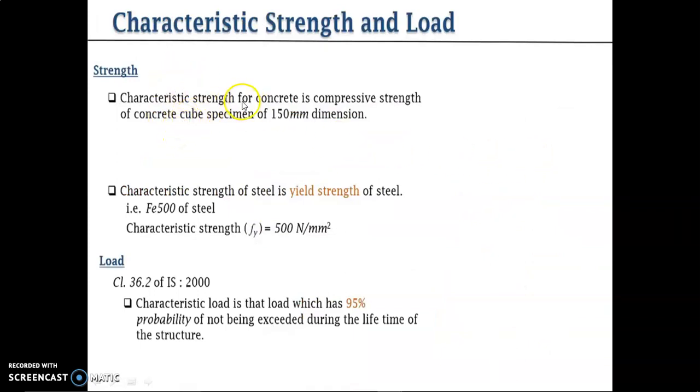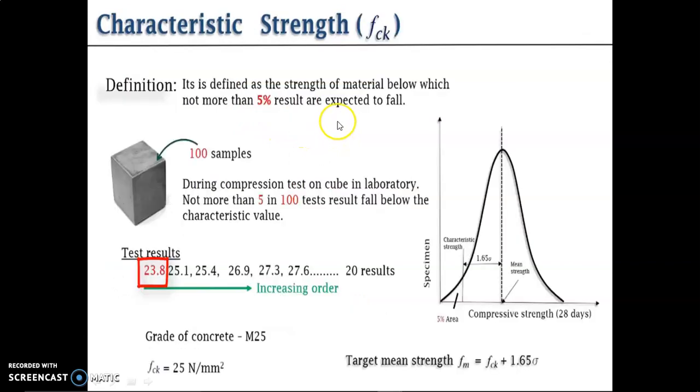So characteristic strength for concrete is the compressive strength of a concrete cube specimen of 150 mm dimension. It is defined as the strength of material below which not more than 5% of results are expected to fall. Means during a compression test in a cube laboratory, not more than 5 in 100 test results fall below the characteristic value. Means this cube is designed for an M20.